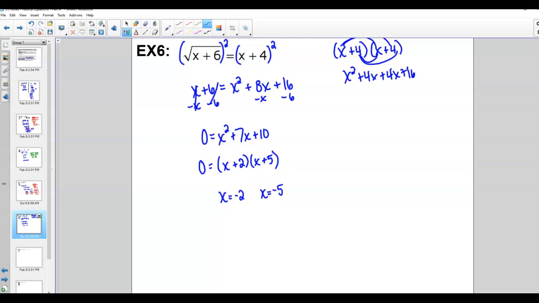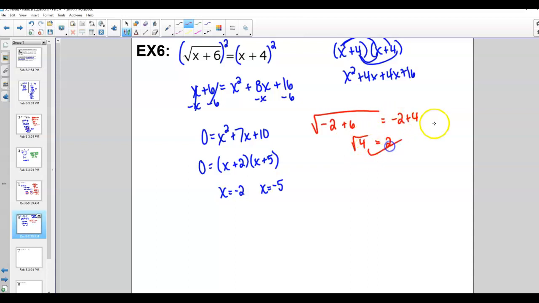Once again, make sure you plug in your answers. So when I do this, I've got the square root of negative 2 plus 6 has to equal negative 2 plus 4. So that is square root of 4 equals 2. That is correct. So negative 2 is a correct answer. For the second problem, I have negative 5 plus 6 equals negative 5 plus 4.